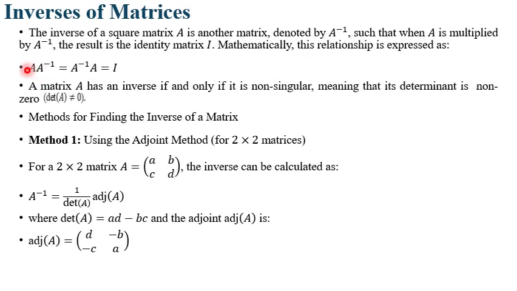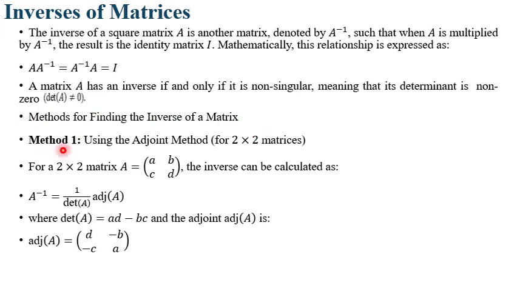Either you multiply the matrix with its inverse, or you multiply the inverse with the matrix, it will still give you an identity matrix. So a matrix has an inverse if and only if it is non-singular, or if the determinant is non-zero. If the determinant is 0, then it has no inverse, and you are unable to proceed with such kind of solution.